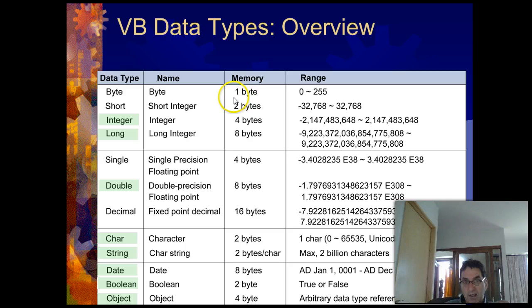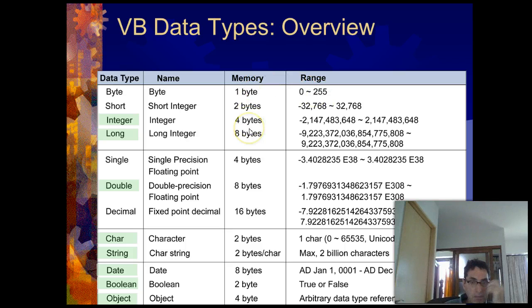So a byte, we already know what a byte is. It's 8 bits of memory, or 1 byte of memory. And if you declare something to be a byte, it has to be positive. And it can only go between 0 and 255. Remember, 256 is 2 to the 8th. Remember, we had 8 bits. So that's 2 to the 8th different possible values. And that's 1 to 256, or 0 to 255.